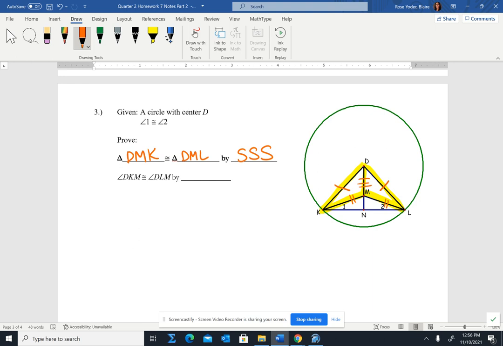So how does that help us to prove that angle DKM is congruent to angle DLM? Well, are those two angles part of our congruent triangles? Yes, they are. Angle DKM is this one and DLM is this one. So they are corresponding angles from our congruent triangles. So we can just use the reason CPCTC.